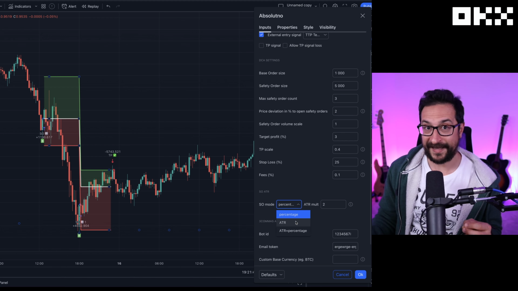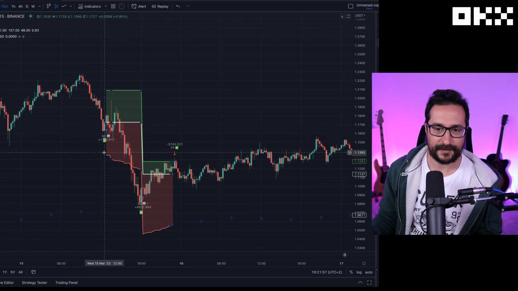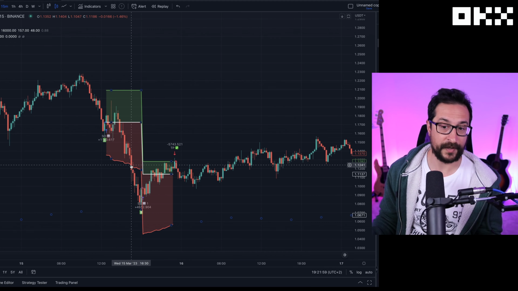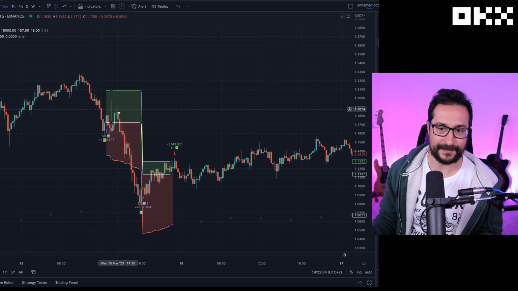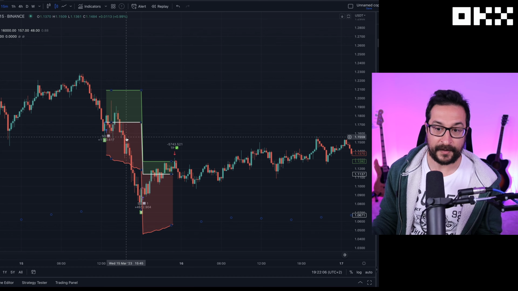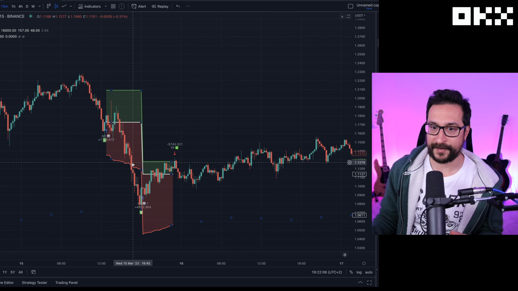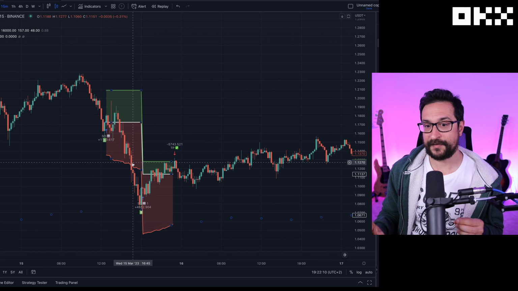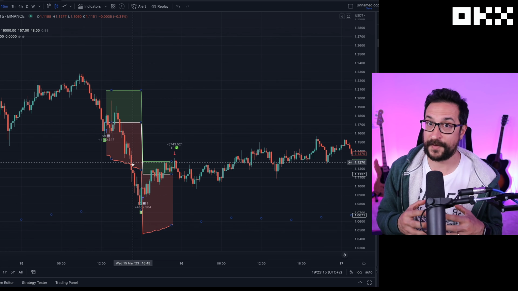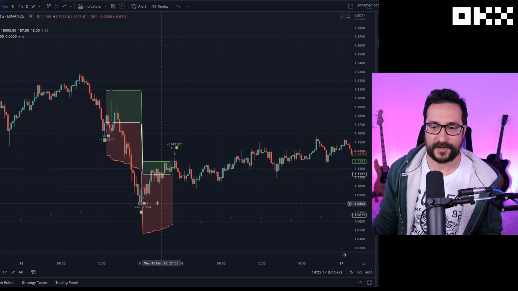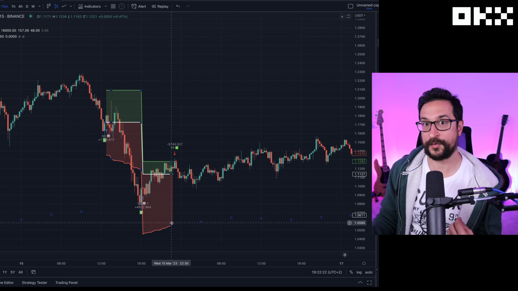Now, if we use ATR, you're going to notice that the safety order is moving with the price. It's actually paying attention to the volatility. In this case, the asset is coming down very aggressively, and it's almost like the safety order is running away from the very volatile price. When the price is coming up, it's kind of following the price to the upside as well.